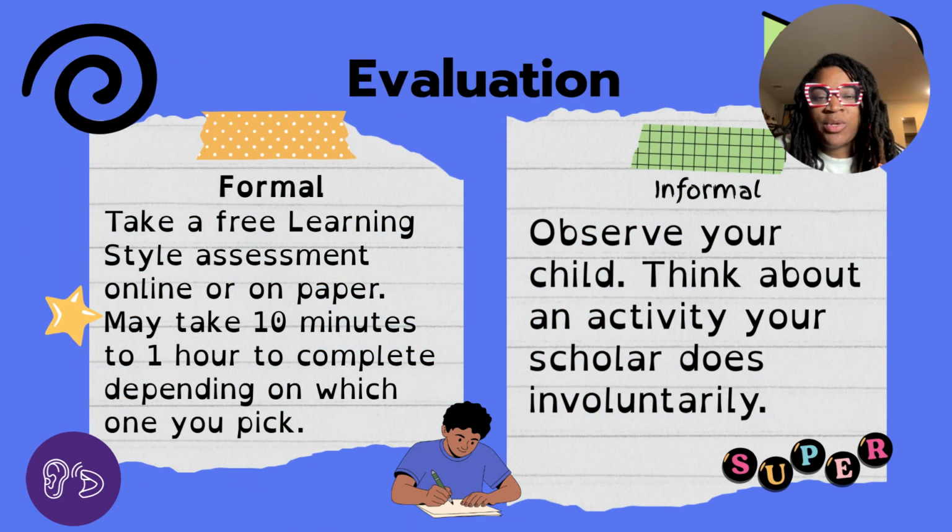After determining where your child is performing academically, you next need to figure out your child's learning style. Every learner is different. You can use a formal assessment, which is a series of questions. It may take about 10 minutes to an hour to complete this for you to determine their learning style. Or you can do informal assessments where you simply just observe your child. Think about different activities that they like to do and see what they do without anyone watching them. That is also a great indicator to determine your child's learning style.